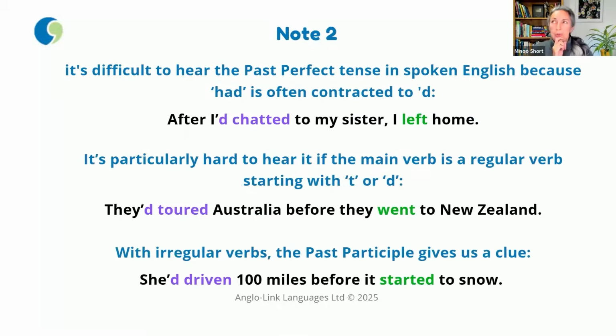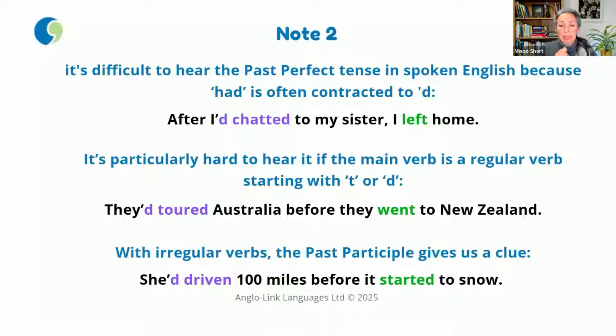The second note, important to know this and bear it in mind, is it's really difficult to hear the past perfect tense in spoken English because had is often contracted to apostrophe D. So we don't often say or hear after I had chatted to my sister, I left home. We hear after I'd chatted to my sister, I left home. So it's really a very small sound and difficult to catch.